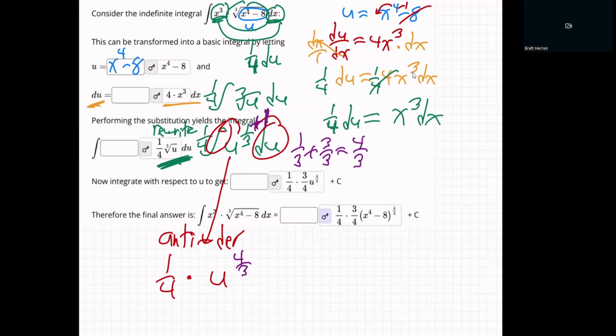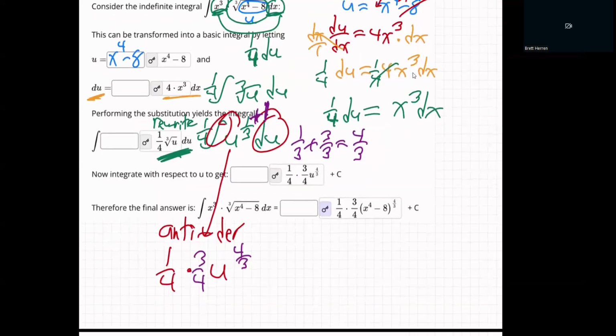And then instead of dividing by 4/3, the easier thing is to multiply by the upside down. Multiply by 3/4. That's the same effect as dividing, right? Because normally we add 1 to the power, 1/3 plus 1 is 4/3, then we divide by 4/3. But instead, multiply by 3/4, same thing, multiply by the upside down. Okay? And so that's what we've got right here. 1/4 times 3/4 u to the 4/3 plus a constant.